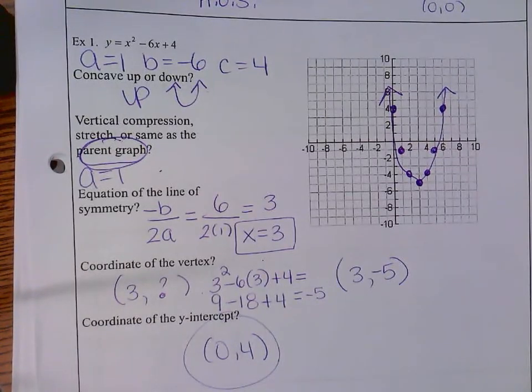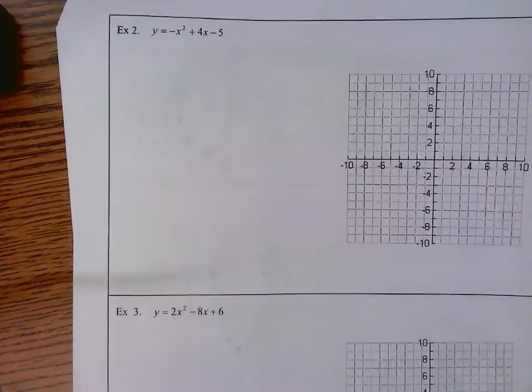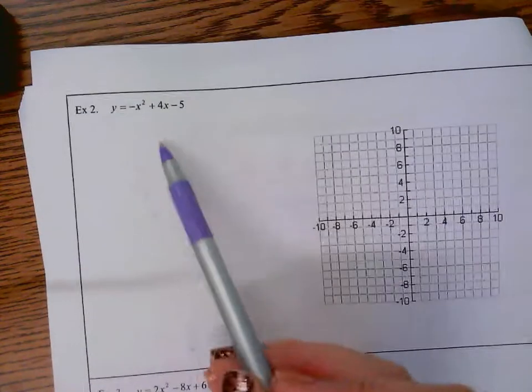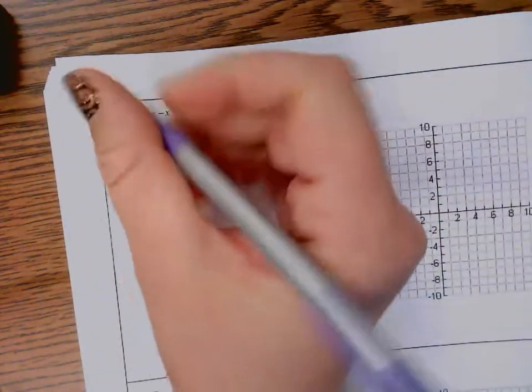Any questions on that example? So I'm going to do a couple more with you and then see if you can follow those steps to graph some on your own. And if you notice, now I'm going to start changing that A value to do different things. I think of this as the ABCs.